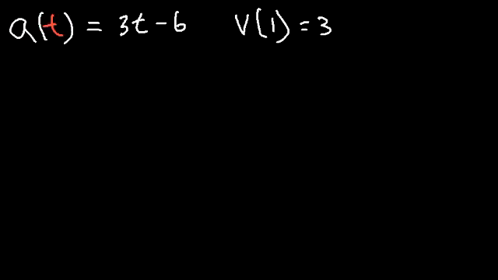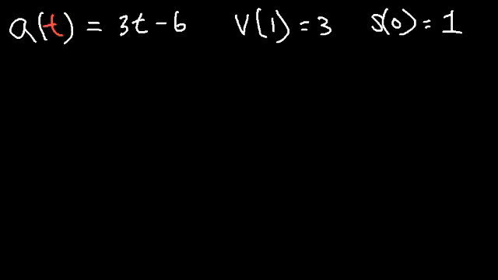So let's say the acceleration of a particle, let's say it's 3t minus 6, everywhere where t is greater than 0. Now let's say that v of 1 is 3 and s of 0 is 1. With this information, find the velocity function and the position function.